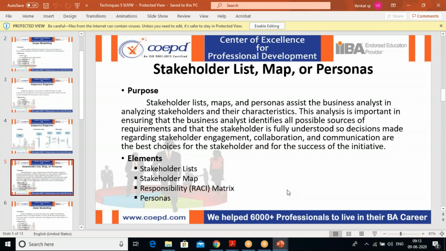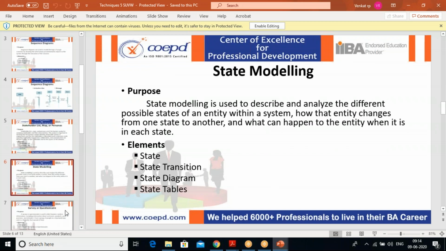That is all we understand here through stakeholders list, map, and personas. Here we can go with RACI matrix, like responsible, accountable, consulted, and informed, or we can go with personas, understanding how this particular customer or stakeholder has his personality, how it is related to project management, how it is related to business analysis, what is his thought process on them. We will be understanding through stakeholder list, map, and personas.